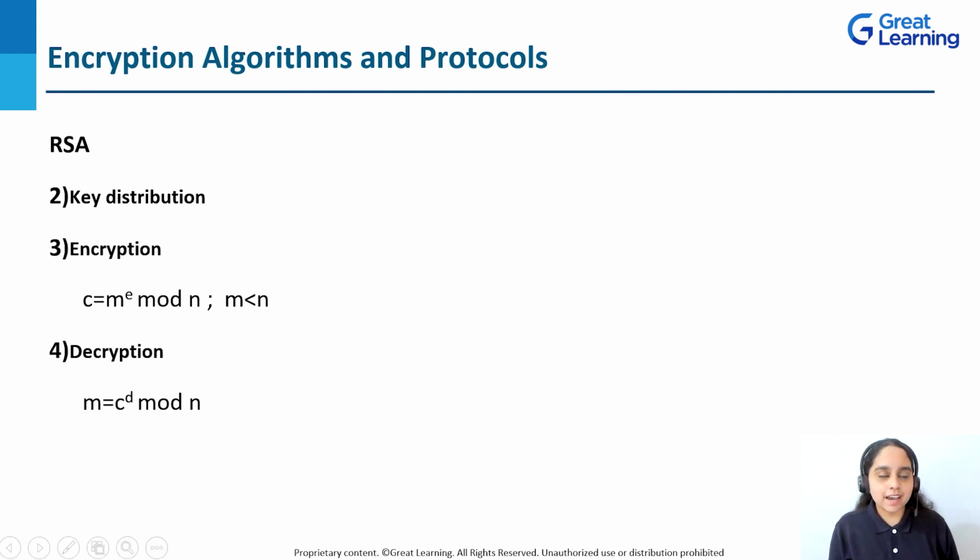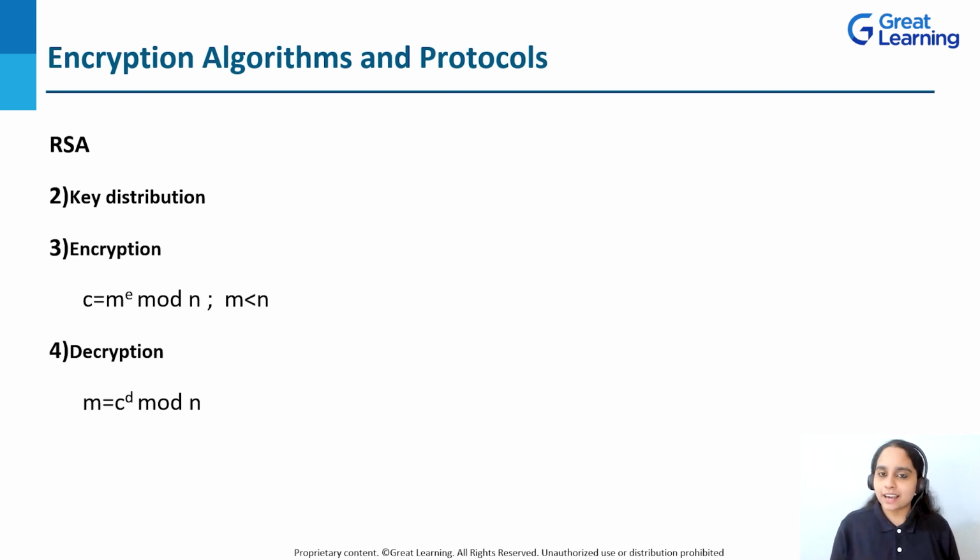The third step in the RSA algorithm is encryption. Encryption is the process of converting plain text into ciphertext. C represents ciphertext, M represents plain text message. The value of M should always be less than the value of N. The formula for encryption is C is equal to M to the power E mod N.